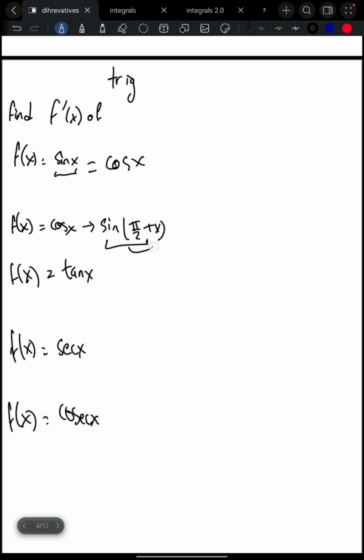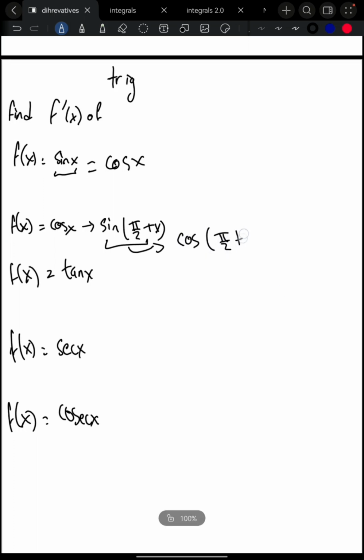So if you differentiate this, this is just gonna be cos of pi by 2 plus x, right? And cos of pi by 2 plus x, that's just negative sine x, I think. Hold on, let me think. Yeah, this is just negative sine x. So yeah, I'm right. You could use this method to remember, I guess.